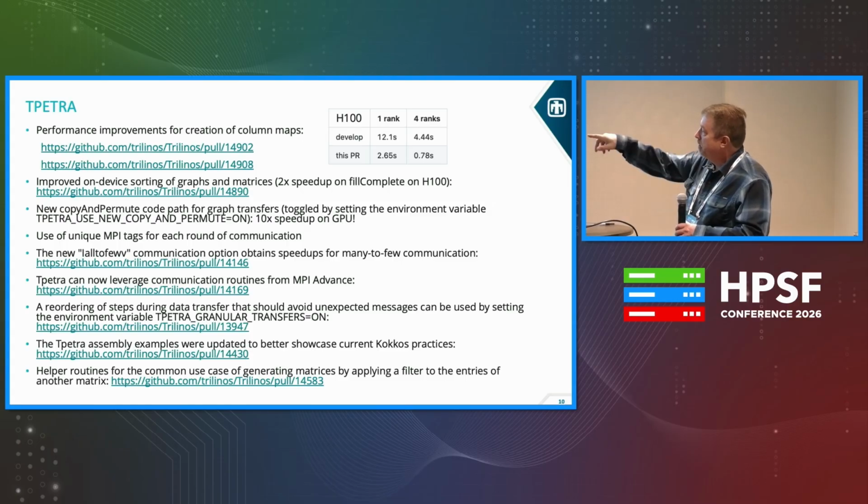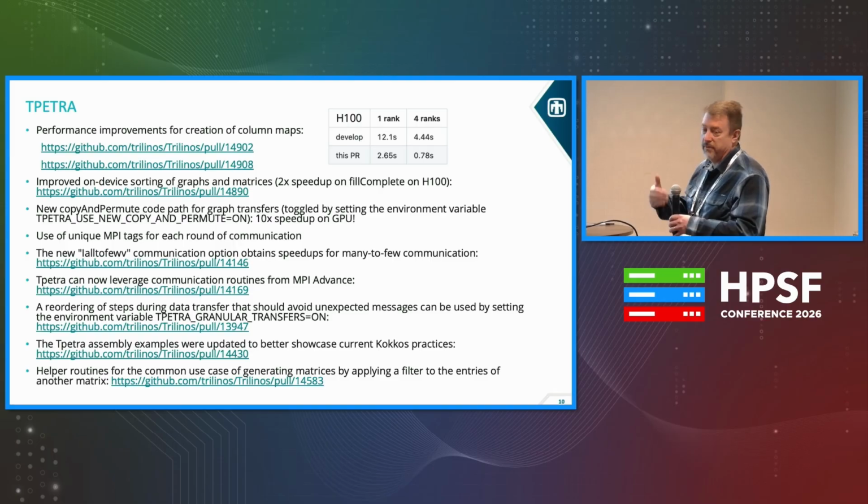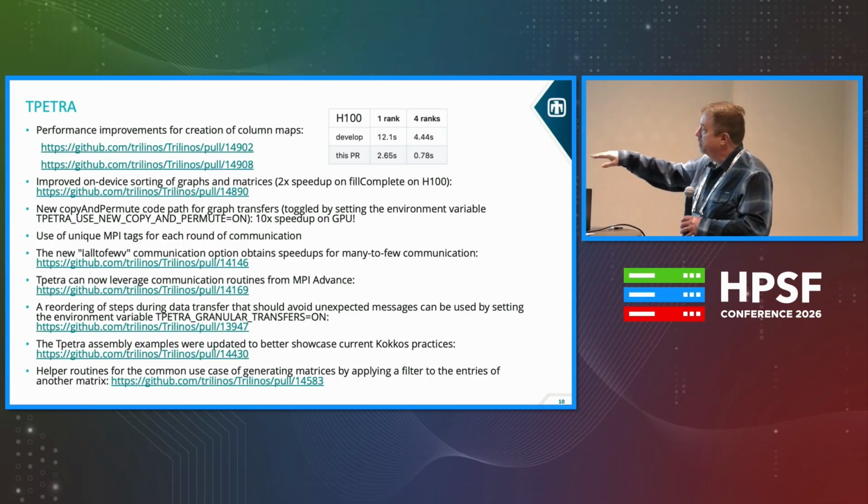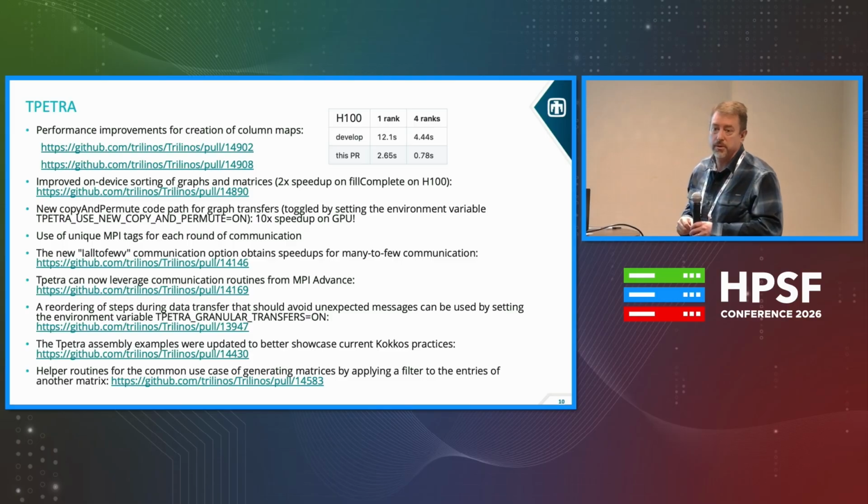Let's see, there was a reordering of these steps for data transfer to improve performance and clean up some MPI messages, so it's overlapping communication and computation a little bit better. Right now, that also requires an exported variable to turn on. Then there were some examples that were updated to better showcase current Kokkos practices. And there was a filtering method added. So if you take a matrix and you want to filter out certain entries, there are some nice utilities now to be able to do that.